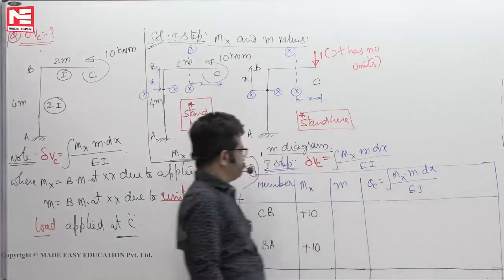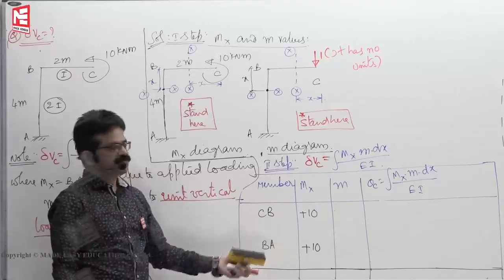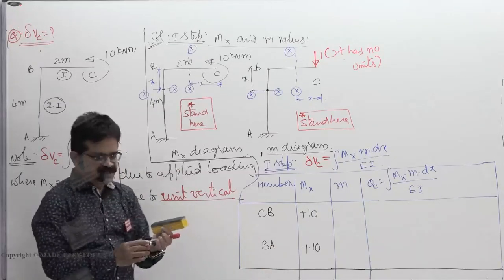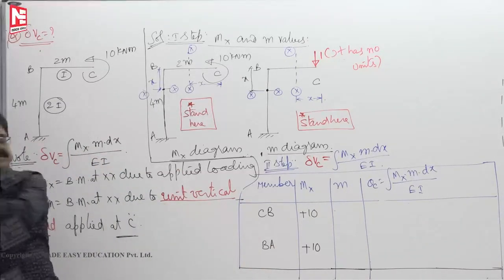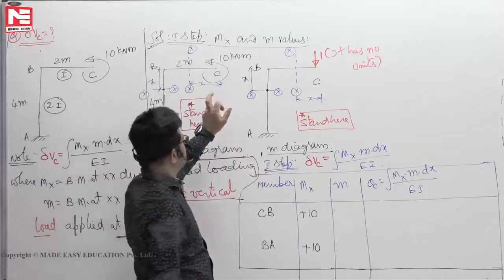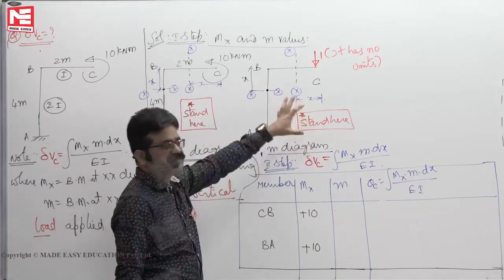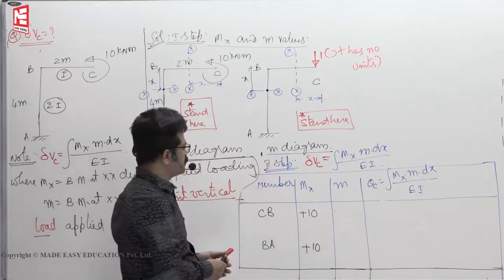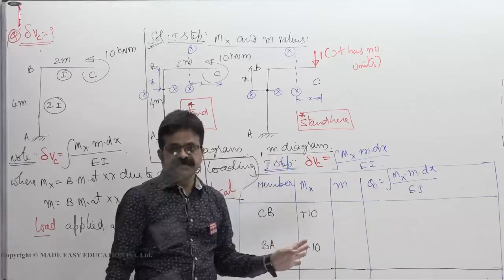Okay. Now table also same. Again time allotted is also same. 2 minutes time. Quickly in say 20-30 seconds you must draw these two diagrams, mx and m values, then multiply them like this. The integration will not take much time.